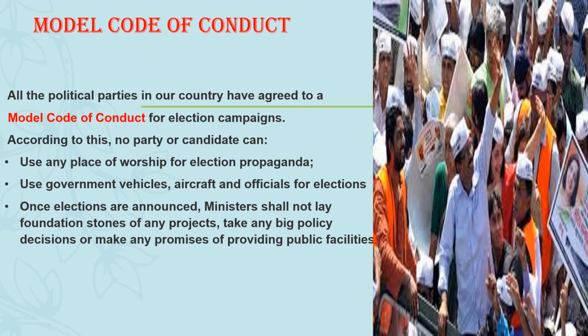Model Code of Conduct. All the political parties in a country have to agree to the Model Code of Conduct for the election campaigns. According to this, no political party or candidate can use a place of worship for election propaganda. They cannot use government vehicles, aircraft, and officials for elections. Once the elections are announced, ministers shall not lay foundation stones of any project, take any big policy decisions, or make any promises of providing public facilities.